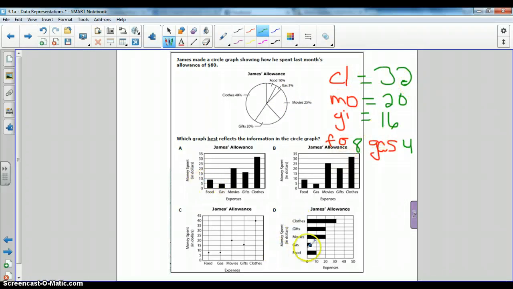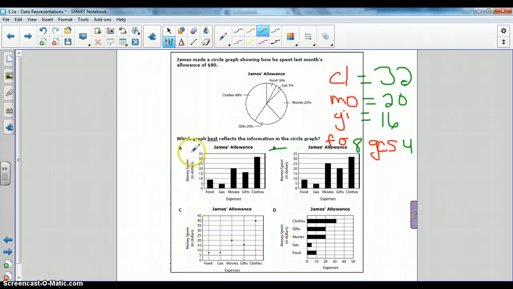Now let's look at each graph and see which one makes sense. Okay, for clothes, he spent about 32. Movies, he spent 20. Gifts, he spent 16. Food, 8. Gas, 4. Yep, that looks about right. But let's look at the rest of them. This one, clothes, 32. Movies, 25. Nope, he spent 20. Okay, let's look at this one.